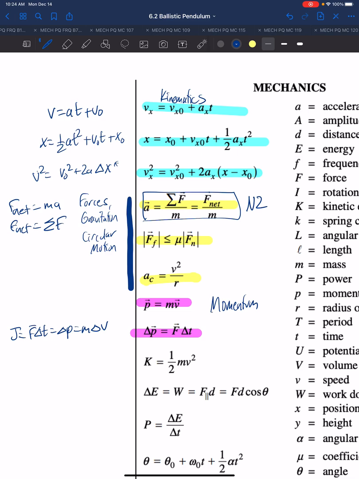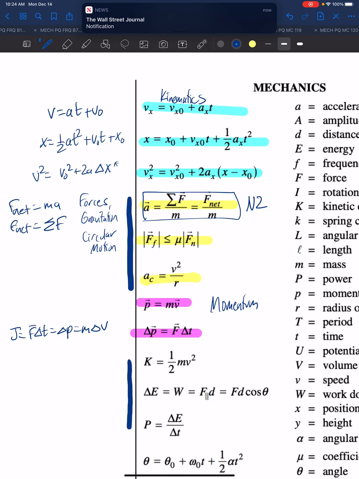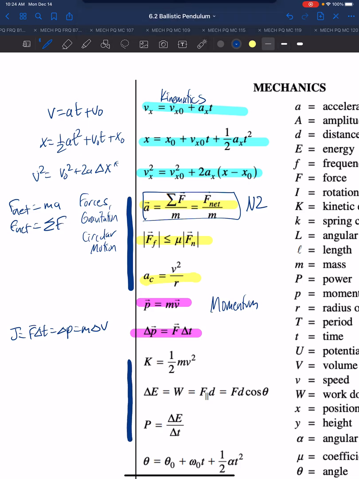And then we get into work, energy, and power. And so kinetic energy equals 1/2 mv squared, or the change in kinetic energy is 1/2 m delta v squared. And that's important because that's the work energy theorem. We have the change in energy is work, and the force parallel times the distance, and Fd cosine theta.